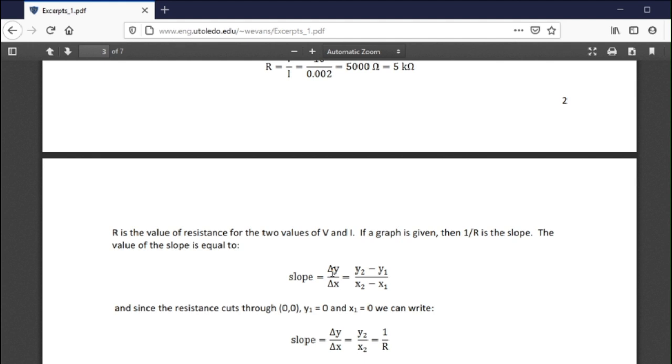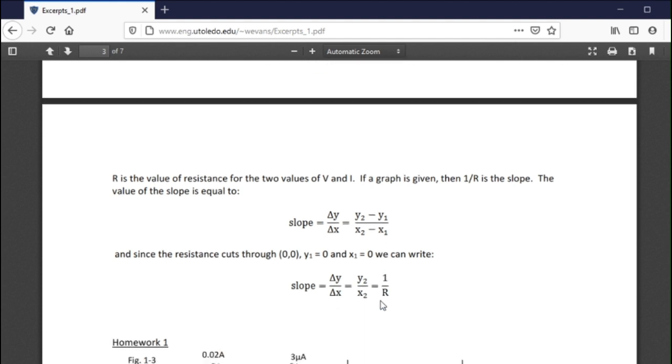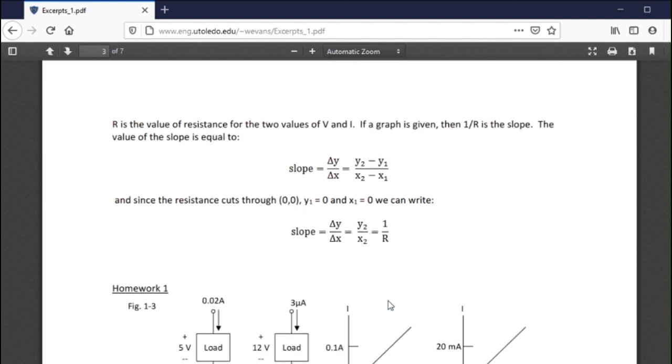Also, it's the change in y over the change in x. So that gives you the delta y over delta x, or what we call the slope. And that's 1 over R again.